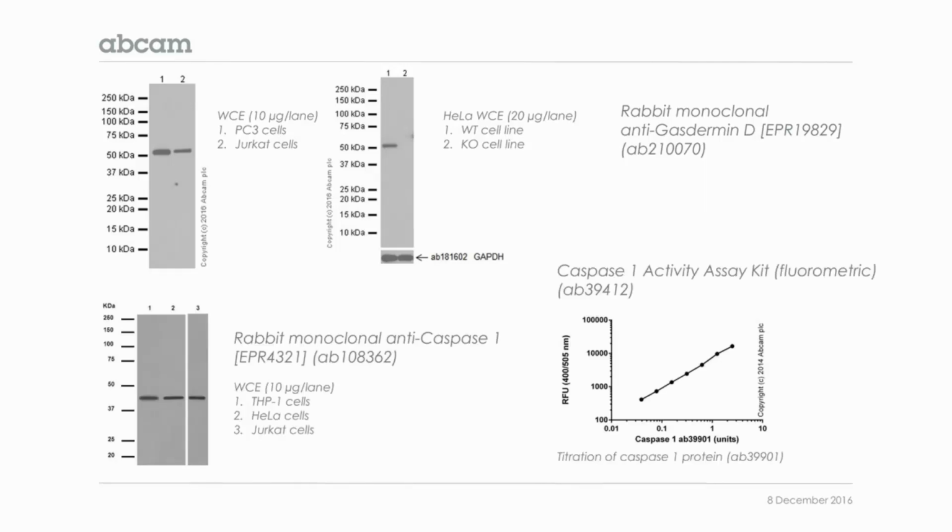Another key protein involved in pyroptosis is caspase-1. Caspase-1 can easily be detected as a 45 kilodalton band in Western blot. Upon activation, mature caspase-1 can then be detected as a 40 kilodalton band. However, as we discussed in our previous webinar, to ensure that cleaved caspase-1 is active, you should perform an activity assay, and here you can see an example on the image on the right.